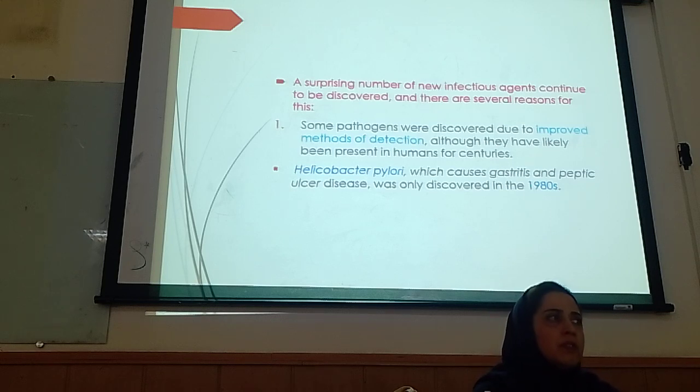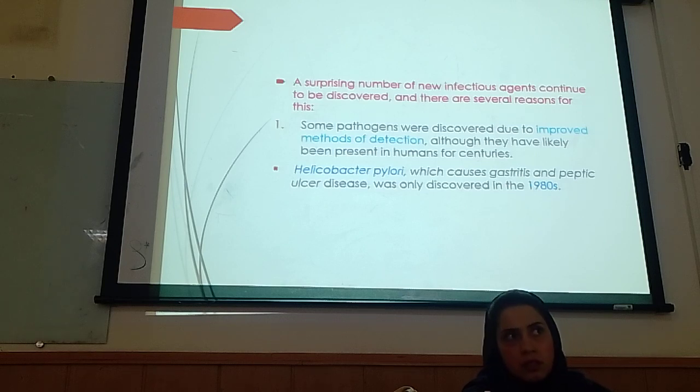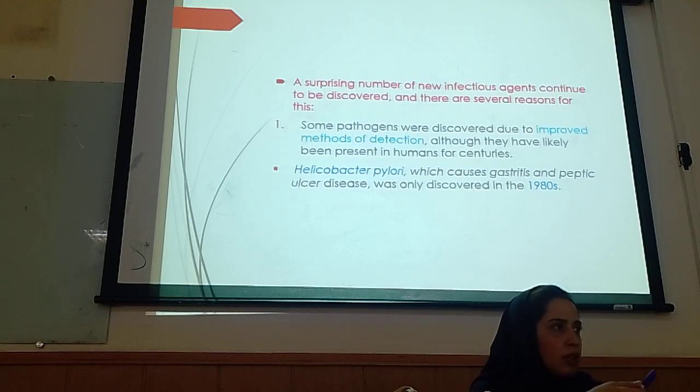And sometimes some pathogens existed, but they were not discovered. And they are discovered because of improved methods of detection. For example, H. pylori. H. pylori causes, as you know, gastritis and ulcer disease, and was discovered in the 1980s. It existed, but it wasn't discovered, because the methods were not good.